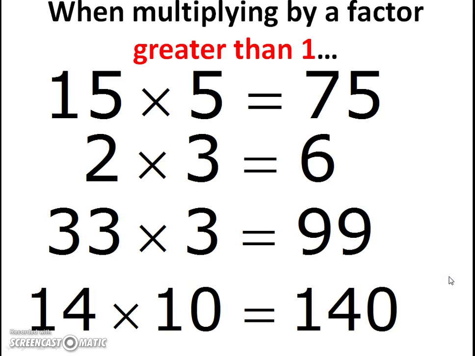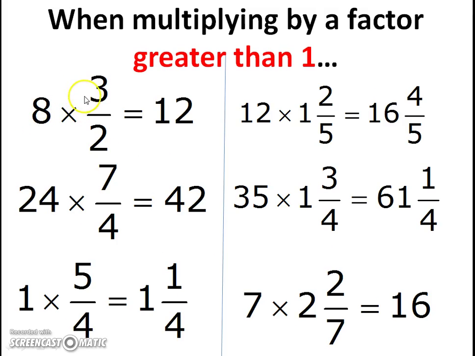Take a look at these examples. When multiplying 15 times 5, your product is 75. When multiplying 2 times 3, it equals 6. 33 times 3 equals 99. 14 times 10 equals 140. When multiplying by a factor greater than 1, such as 5, 3, 3, and 10, your product will always be greater than the original factors.